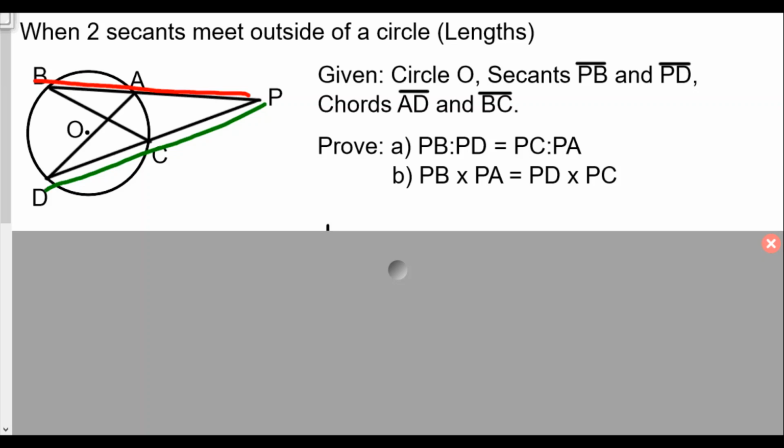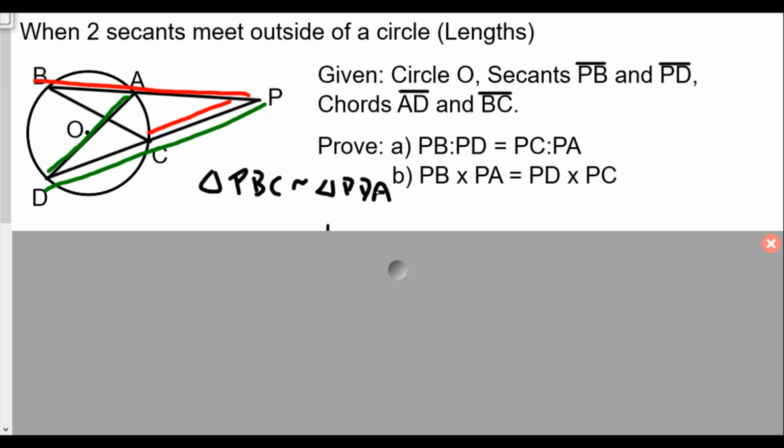And the matching PB to, in this case, PC, so it would be this measurement here. And then PA will match up with PD. So in this case, this triangle here. So it looks like we're looking to prove triangle PBC is similar to triangle PDA. So that's our goal. Okay, so we're going to prove those triangles similar.